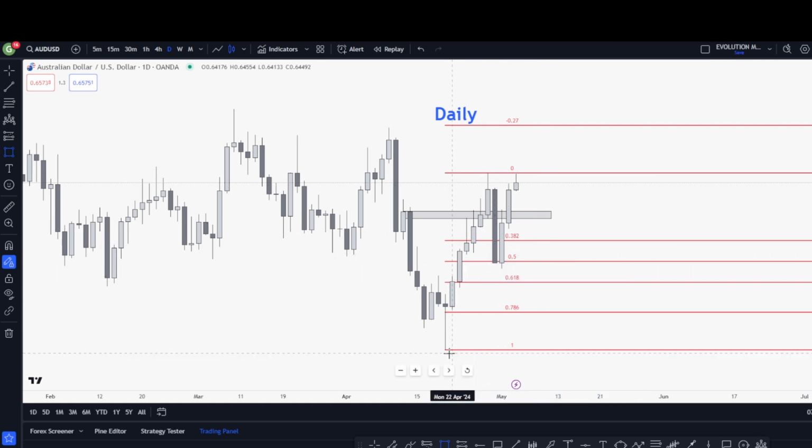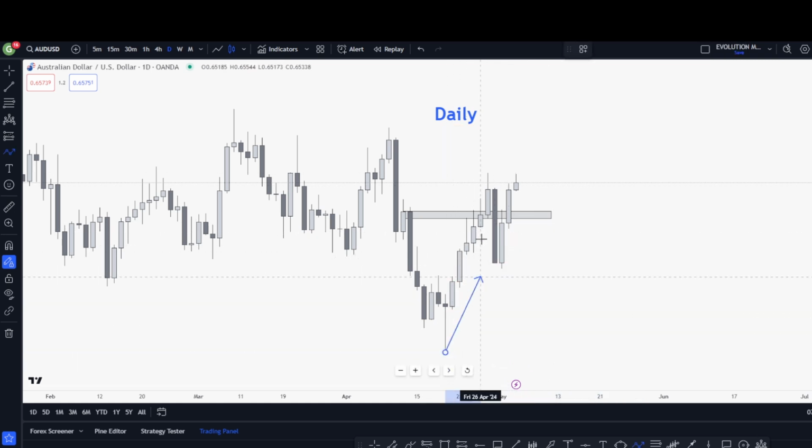Now, this entire move was an impulsive move to the upside, a retracement, and we could see a further impulsive move to the upside to come and retest this area of resistance that we have inside. Why? Because price does not move in a straight line. It moves in a series of impulses and corrections, or strong moves and retracements. And what we see here is that there was an impulsive move, there was a retracement or a correction.